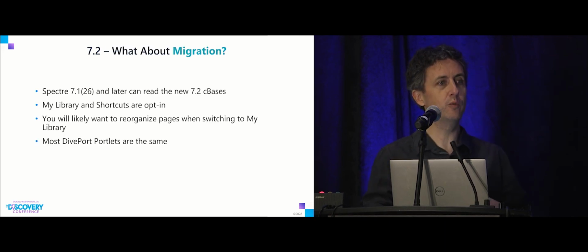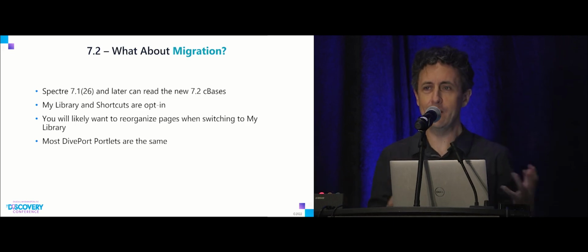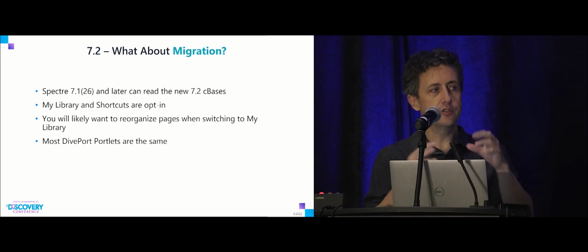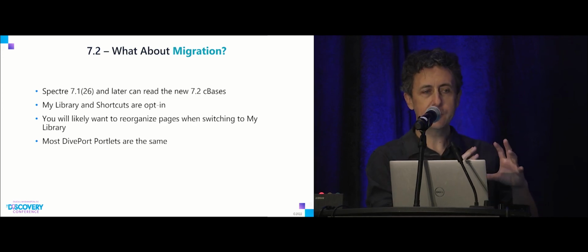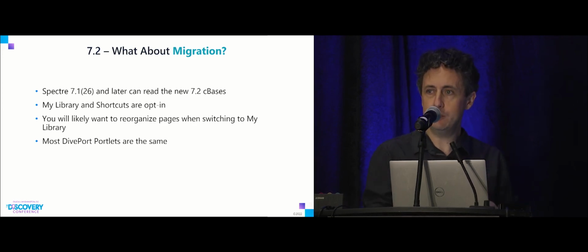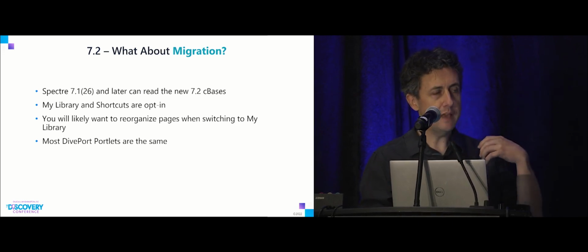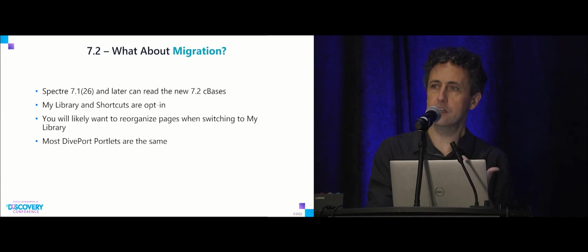And you're going to ask what the big deal is about migration. How much trouble is it going to be to switch to 7.2? Well, there are new C-base types. Spectre 7.1.26 can read the new C-bases, so there's no problem running 7.1 and 7.2 side by side as long as you have a recent 7.1. The major features in 7.2 are all opt-in. They're not just the default.